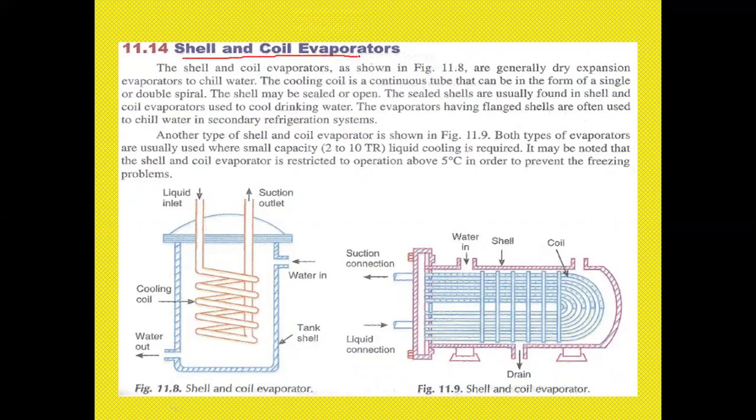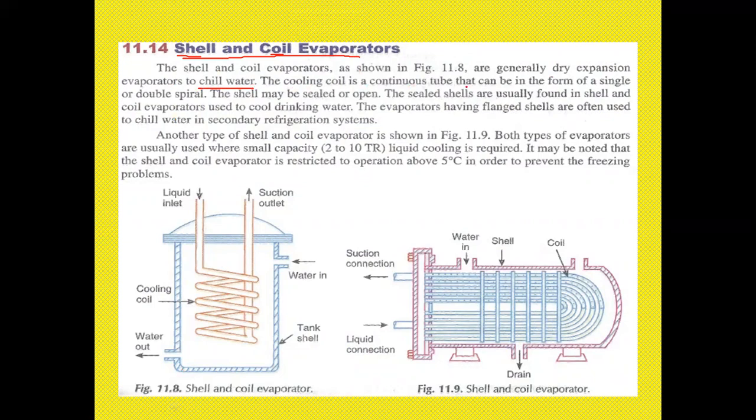So what are the shell and coil evaporators? The name given, shell and coil. The shell and coil evaporators shown in figure 11.8 are generally dry expansion evaporators. Okay, so the shell and coil evaporators, or dry expansion evaporators, are used to chill the water. In order to cool the water, this type of shell and coil evaporator is generally used.